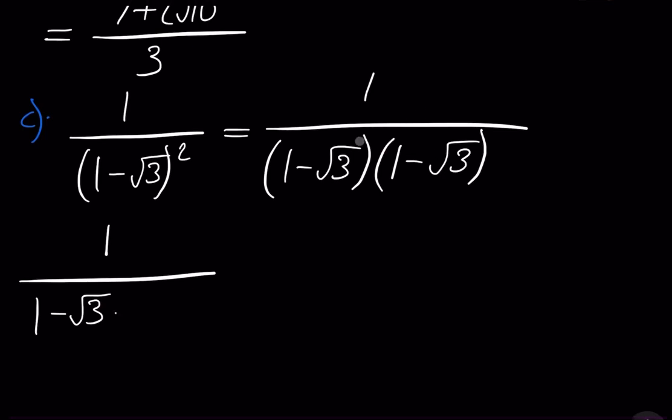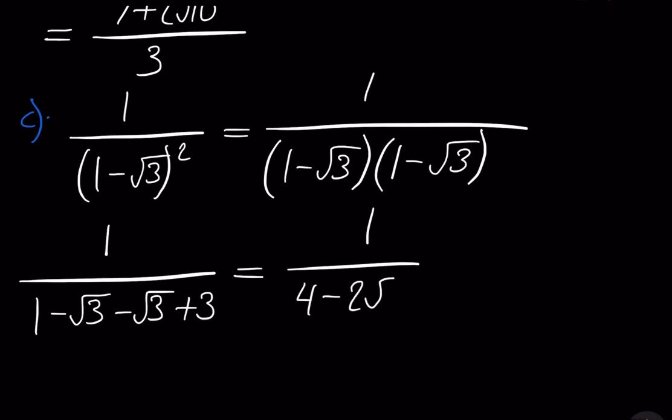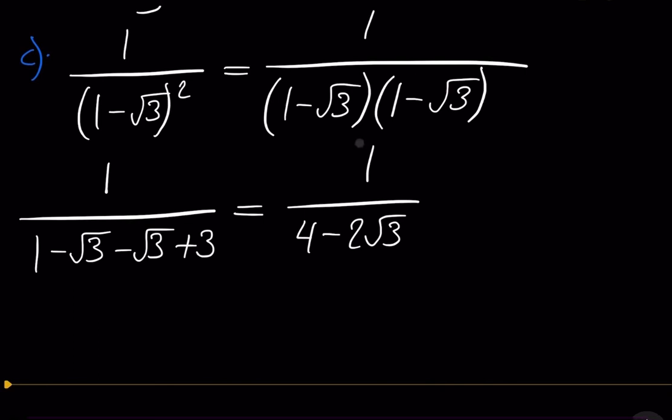Negative root 3 times 1 is also negative root 3, and then negative root 3 times negative root 3 is just plus 3. The answer we end up with is 1 over 4 minus 2 root 3, because 1 plus 3 is 4, and then negative root 3 minus negative root 3 is negative 2 root 3. But we're not done here.